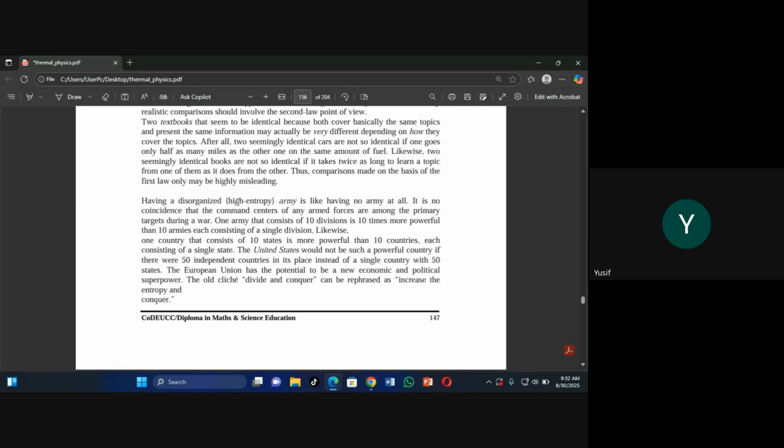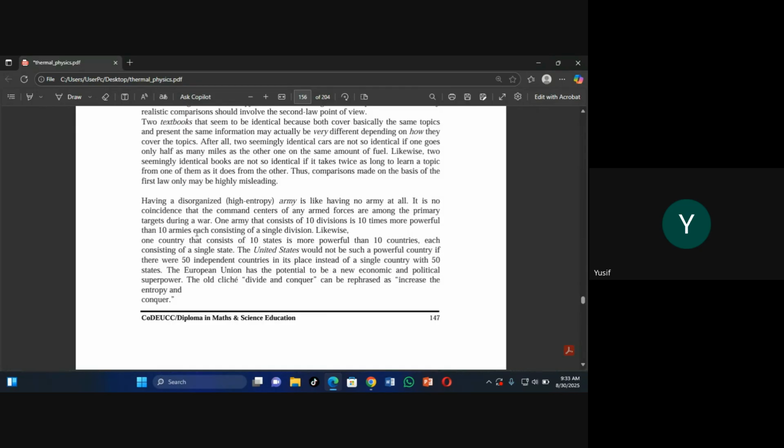Having a disorganized, high entropy army is like having no army at all. Yes. It is no coincidence that the command centers of many armed forces are among the primary targets during a war. One army that consists of 10 divisions is 10 times more powerful than 10 armies each consisting of a single division.